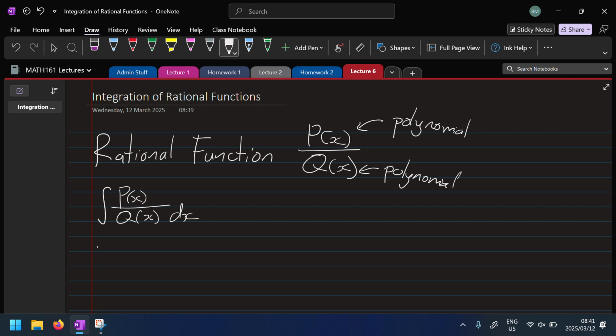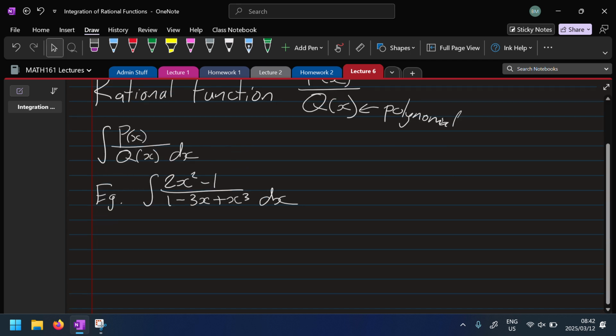For example, we might have something like the integral of 2x squared minus 1 over 1 minus 3x plus x cubed. In this case, you might be able to do a u substitution. If you let u be the bottom, the derivative might be the top. But in most cases, that can't be done, and we need to try something else. What we're going to do is a partial fraction decomposition. A complicated sounding thing, but it's quite straightforward.